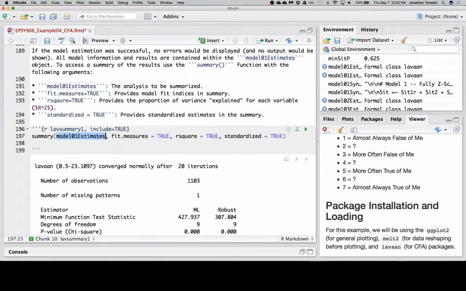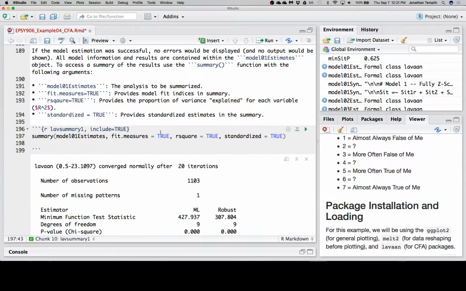The summary statement allows you to put Model 01 estimates in. And there's some other options that are only there for the lavaan objects, and I'll talk about those here. Fit measures is how we determine whether or not the CFA model fits. I run it pretty much exclusively with these in unless I'm trying to shorten my output to show you.